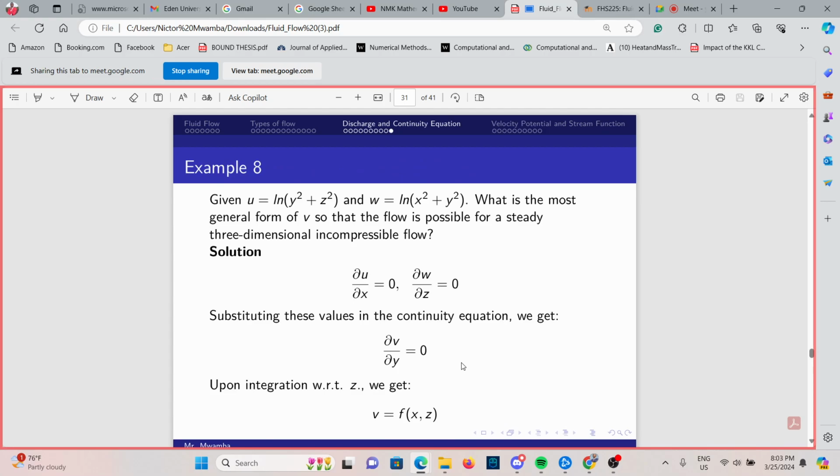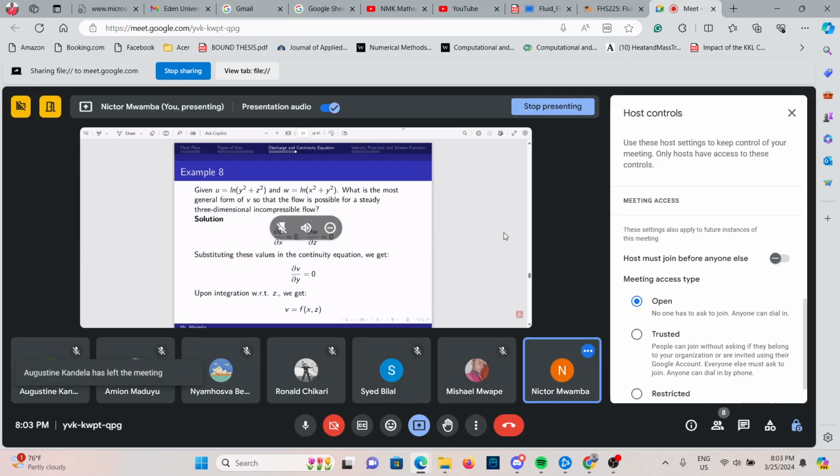So those are the two examples. Maybe we can try to discuss them. We can try to ask questions around those examples before we go further. Yes, class.